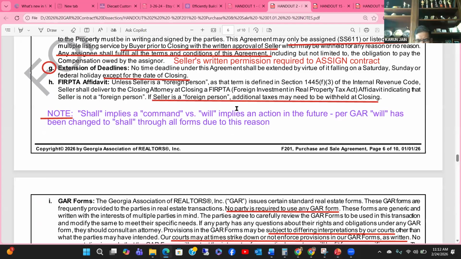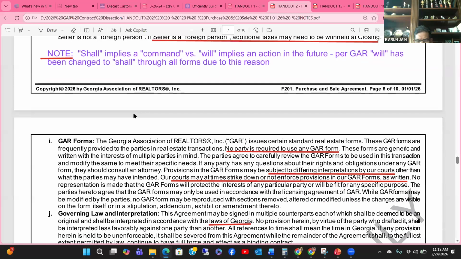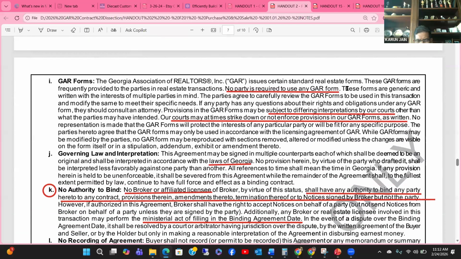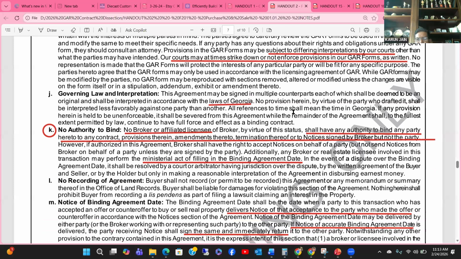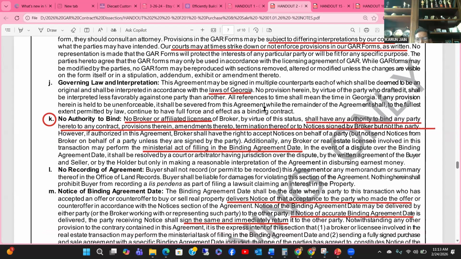All right, FIRPTA affidavit. If a person is a foreign person, there are tax documents they need to find out. You need to just get them to the closing attorney, let the closing attorney handle that. Nobody is required to use the GAR forms. Also, just so you know, GAR says, regardless of how you go over these forms with your buyers and sellers, if it goes to court, a judge can make a different interpretation. GAR forms may be subject to differing interpretations by our courts other than what the parties may have intended. Our courts may at times strike down or not enforce provisions in our GAR forms as written. Any of the laws pertaining to the contract have to do with the laws of Georgia.